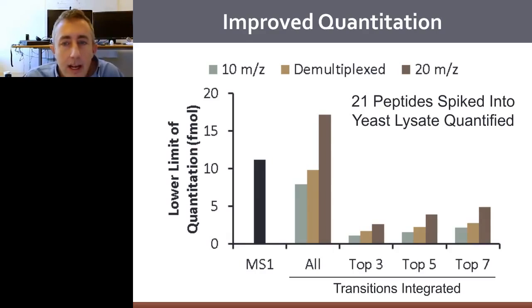But regardless, when you have 20 mass-to-charge worth of data, your lower limit of quantitation, your sensitivity and your quantitative capabilities are not anywhere near as good as if you use narrower windows. But with the narrower windows, you have less comprehensive data analysis. So what we can do is shift those windows and then demultiplex them computationally. Our software tool, Skyline, handles all of these things automatically and seamlessly for the user.